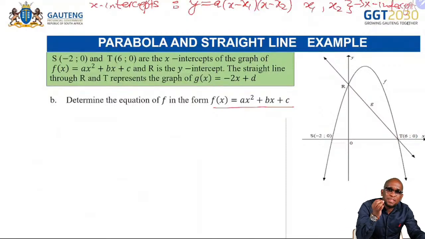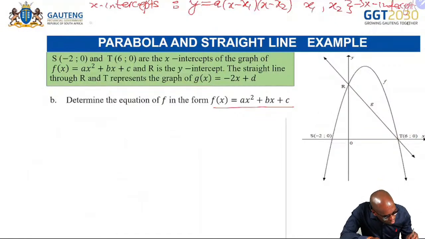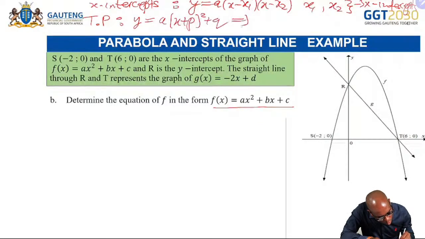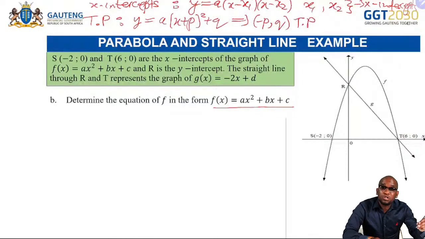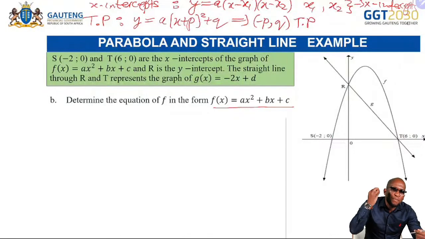That's how you find the equation of a parabola if you are given the x-intercept. However, if you are given the turning point, then you use this form: y equals a into (x plus p) squared plus q, where minus p and q represents your turning point. So you can see the different forms. It depends on what you are given.